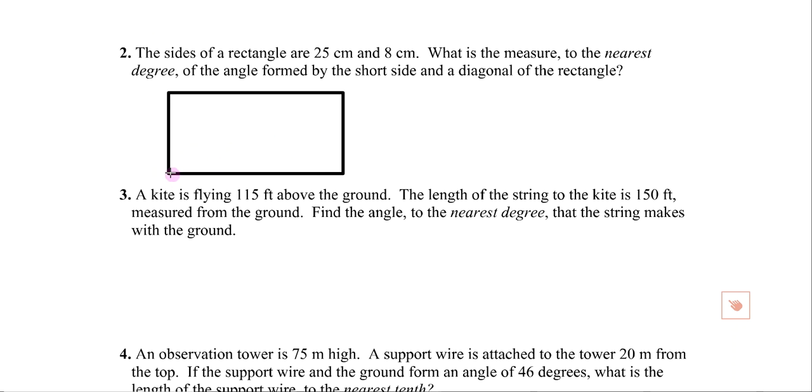a diagonal is across it from one corner to another corner, right? It's from one vertex to another vertex. It doesn't have to be diagonal like that. So we know this is 8, this is 25, and it's about getting the angle in the right place. So it says the angle formed by the short side and the diagonal. So it's here. That's the angle we're looking for.